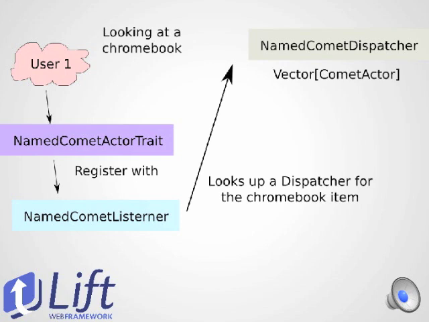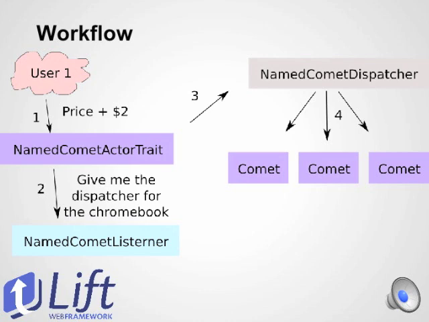And again, this is just in the eBay example; you get the freedom to decide how one item or one page is different from another. So then this name Comet dispatcher will have a vector of Comet actors that only care about this one Chromebook. This solves the problem of having to disregard messages that you don't care about. The one that disregards the messages is actually the Comet Listener, so you don't have to send all these messages all over the place. Once it gets to the Comet Listener, it just tells you, okay, this is the dispatcher that knows about the Chromebooks, and that dispatcher will know what to do with the message.